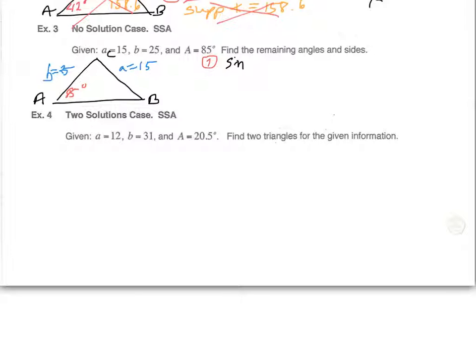So sine of 85 over 15 equals, since we have side B, sine of B over 25. Cross multiply, we get 15 sine of B equals 25 sine of 85.